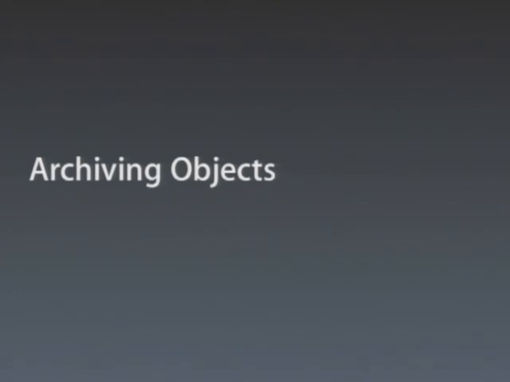Next, we're going to talk about archiving objects. So that question about custom objects: I've got some arbitrary NSObject subclass. I want to write that thing out to disk. I want to read it back in. This is how you're going to do it. And it's really the next logical step from property lists.